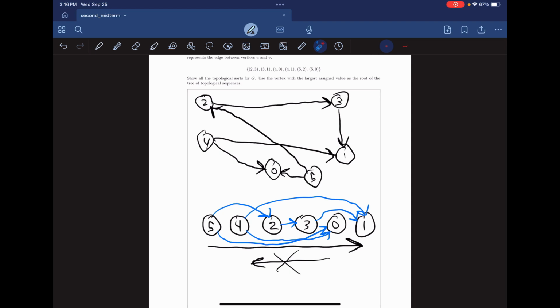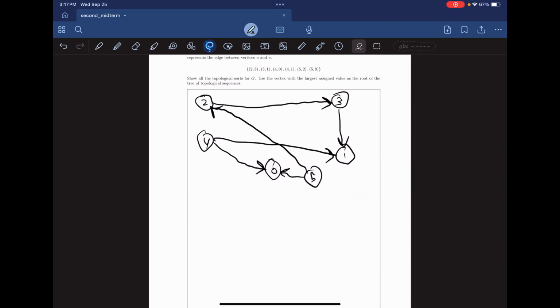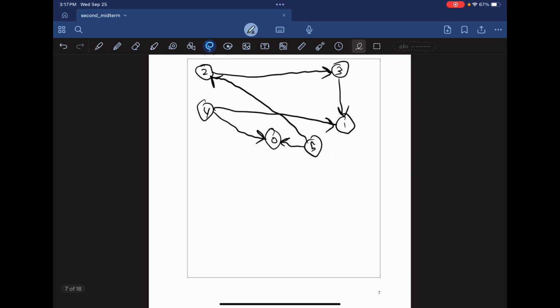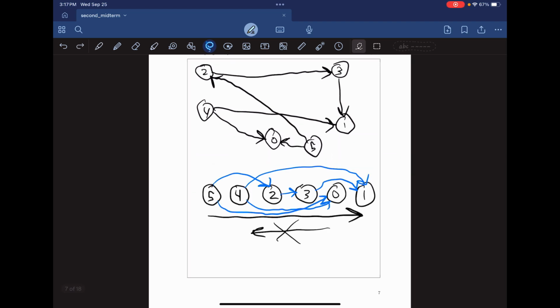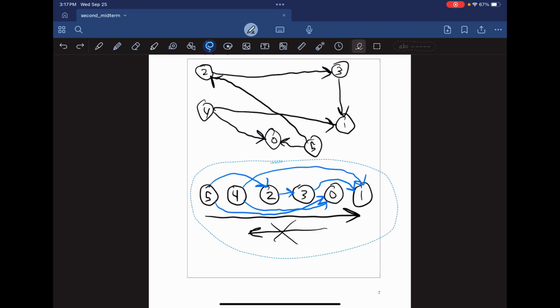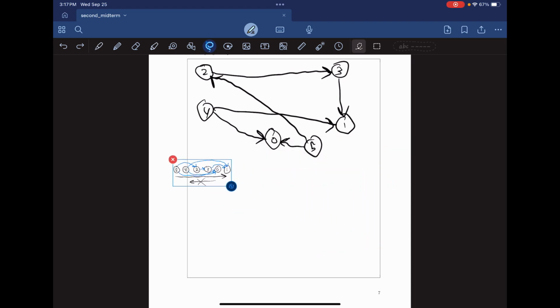Now, the difficult part about topological sorts is not finding one that works. The difficult part is finding all of them that work, because this question asks you to show all topological sorts for G. And there's a trick to doing that, and I'm going to show you that trick. The trick essentially has us use a kind of algorithmic method. I'm going to minimize this and put it to the side in case you want to look at it later. This is an example of a topological sort.